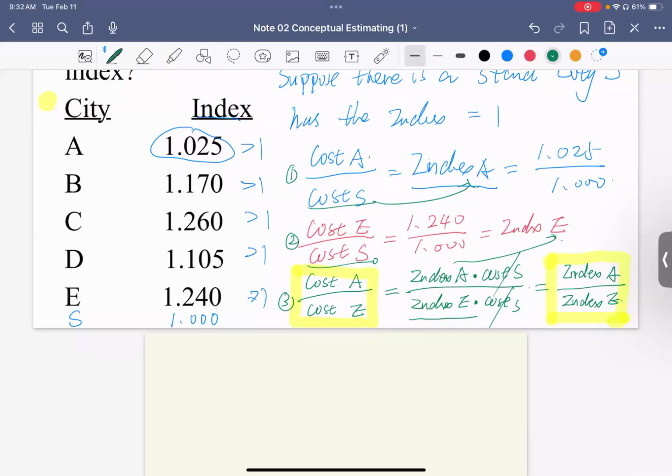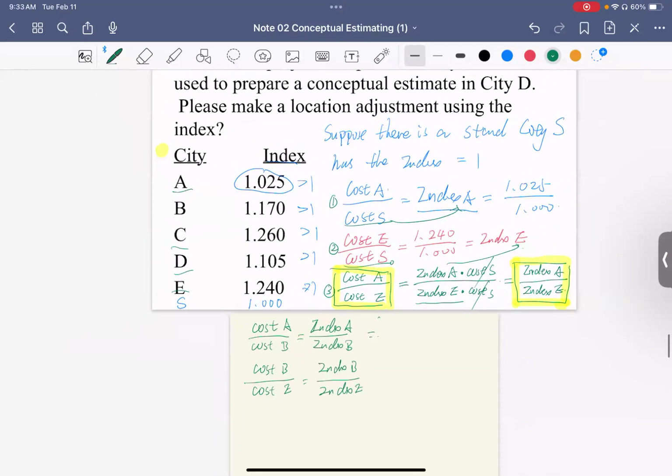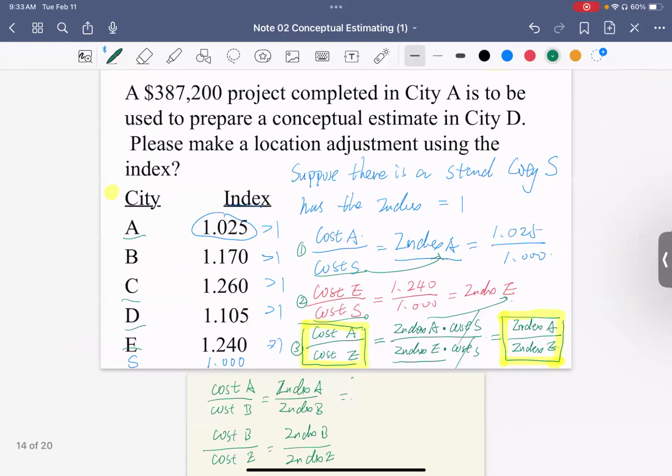So that is useful. If you agree with this one, definitely we can do cost A divided by cost B is equal to index A divided by index B. And also you have cost A, cost C, cost D, cost E, or even cost B divided by cost E is equal to index B divided by index E. So that's just a repeat to help you understand what it means. Now let's go back to the problem statement.